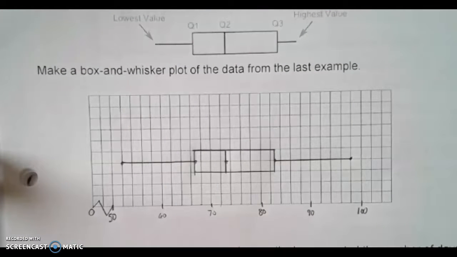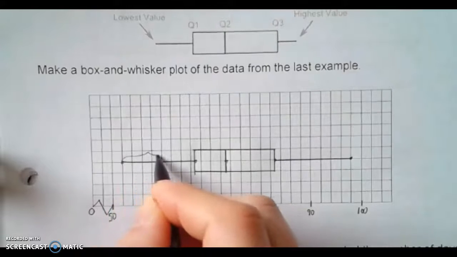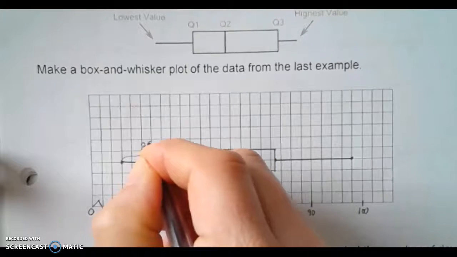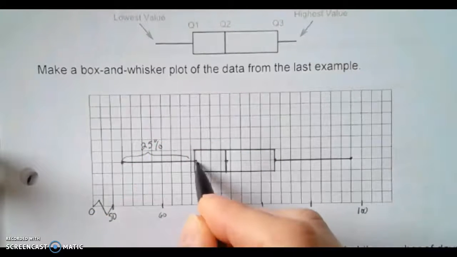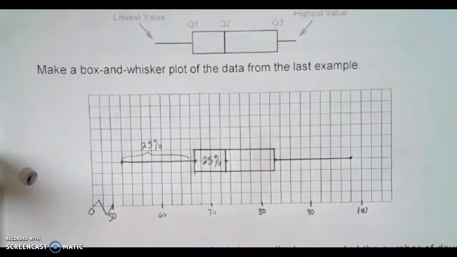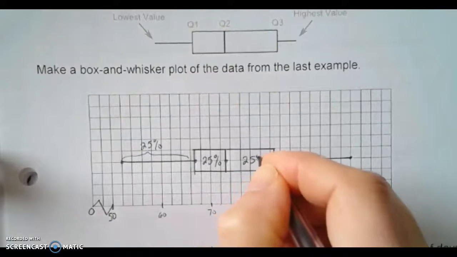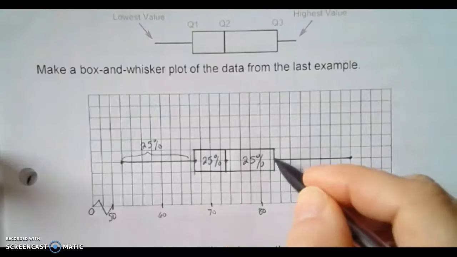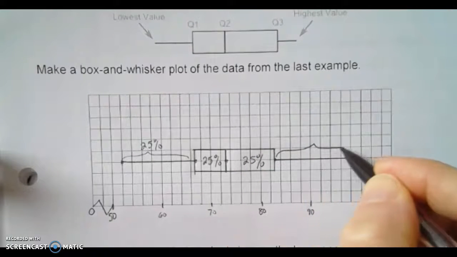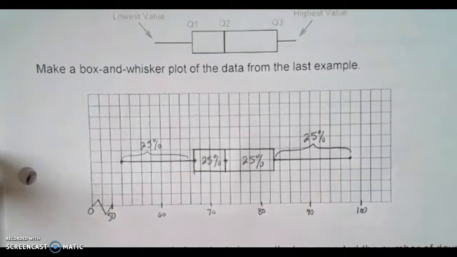Each part of the box and whisker plot contains 25% of the data. So from the minimum up to Q1, this is 25% of the data. From Q1 to Q2, this is 25% of the data. From Q2 to Q3, this is also 25% of the data. And from Q3 up to the maximum is the final 25% of the data.